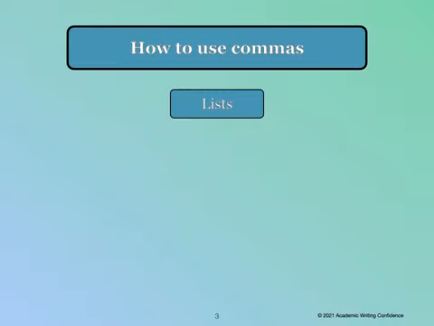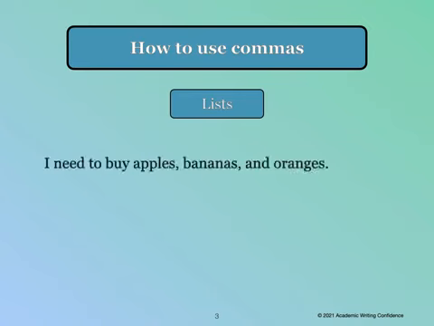First, let's look at how we use commas when we need to write a list in a sentence. Here's an example. I need to buy apples, bananas, and oranges. You can see here that there are 3 things in the list: apples, bananas, and oranges. Now, in the United States, we need to use a comma after each word. But in the UK, you do not need the last comma between bananas and oranges. Now, both styles are correct, but you will need to choose the correct style depending on what country you are in or are writing an essay for.